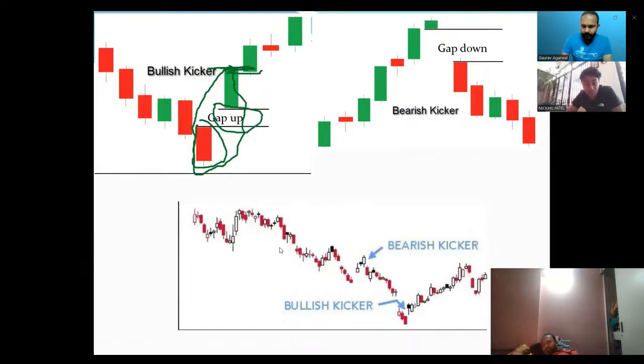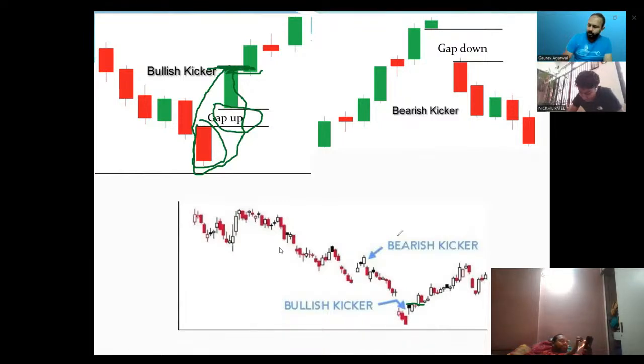See, like this, as you can see in the example right here. There was a gap up here, so we need to take an entry at this point, at the top of that bullish candle. Yes, the high of this candle. Yes, I've seen that. So this is called bullish kicker. This is basically a reversal pattern.